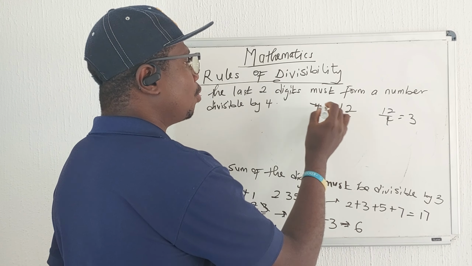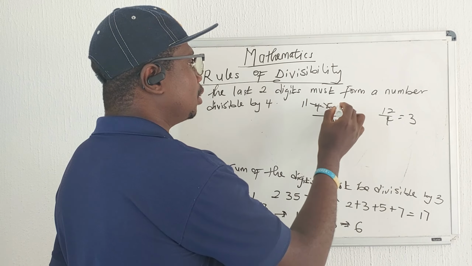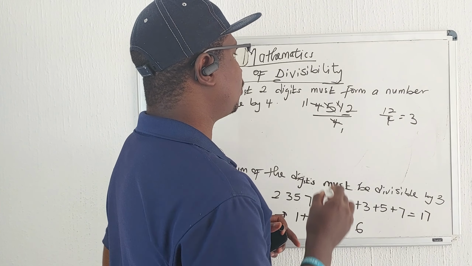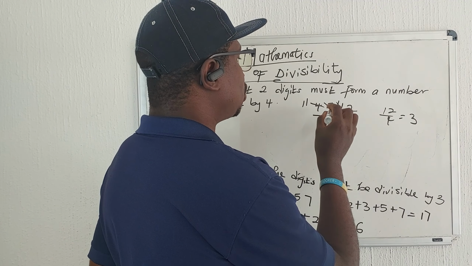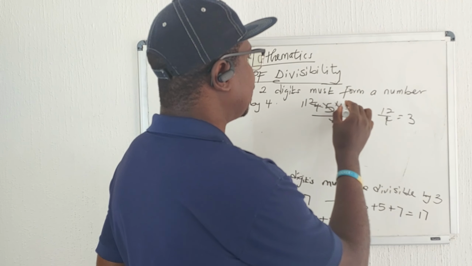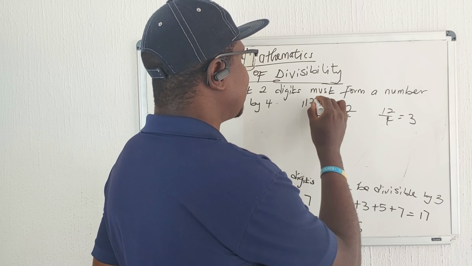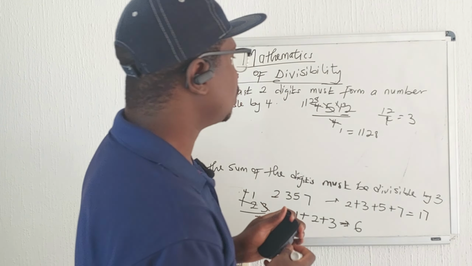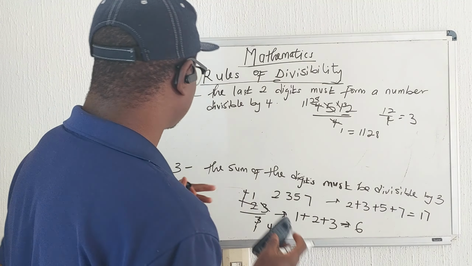To test, divide by 4. 4 in 4, 1. 4 in 5, 1, remainder 1. 4 in 11, 2, remainder 3. 4 in 32 is 8. So this number divided by 4 gives us 1128. So that is the test for 4.